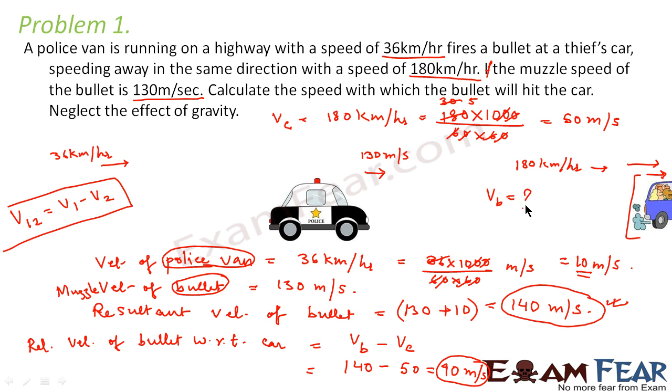Now, since the bullet is hitting a car which is already in motion, the velocity of the bullet will be relative to the car, and that relative velocity would be Vb minus Vc, which is equal to 90 meter per second. So please be very careful while solving questions on relative velocity, because there you need to think over which velocity you have to find out and with respect to what.